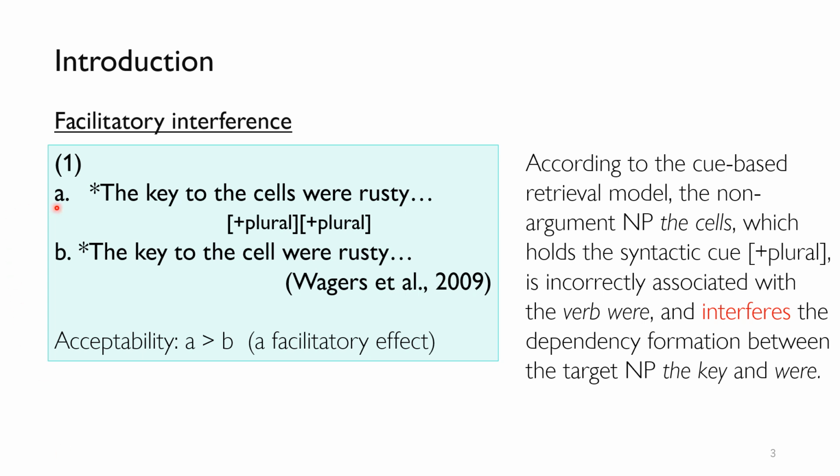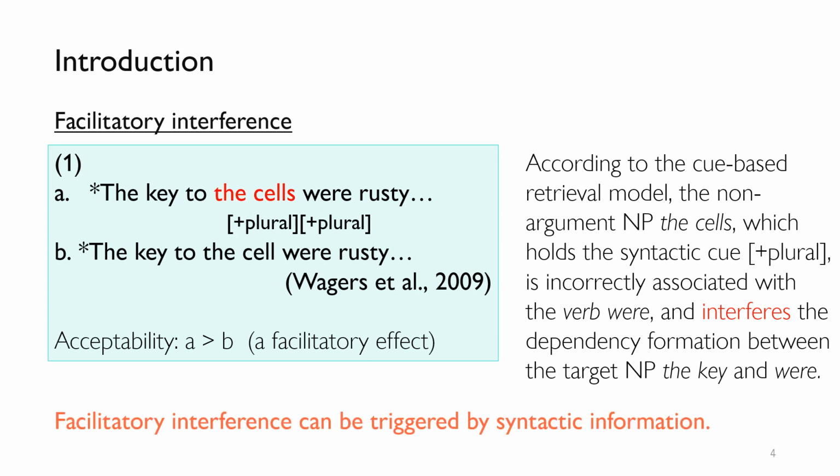In this example, the syntactic Q plus plural of the NP cells in the prepositional phrase incorrectly attracts the verb were and interferes with the dependency formation between the target NP key and were. Some previous studies have reported facilitatory effects in behavior and eye tracking experiments. Therefore, facilitatory interference can be triggered by syntactic information.